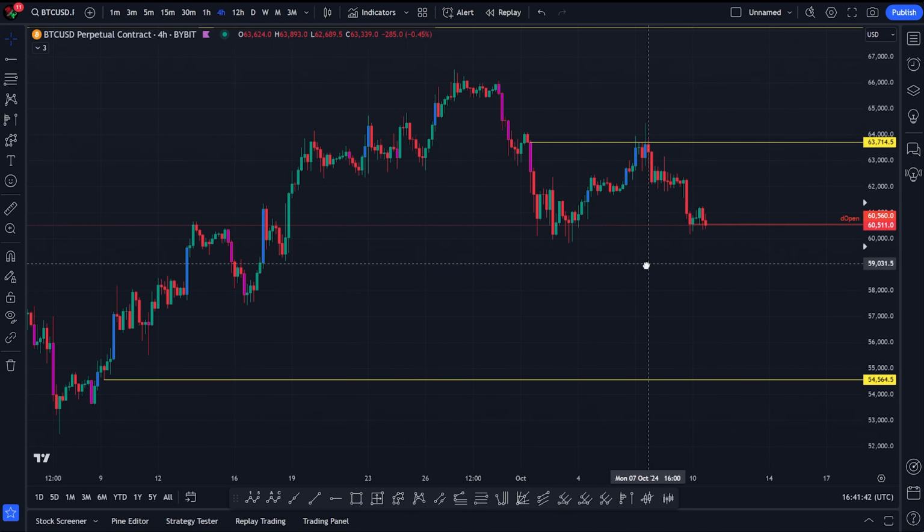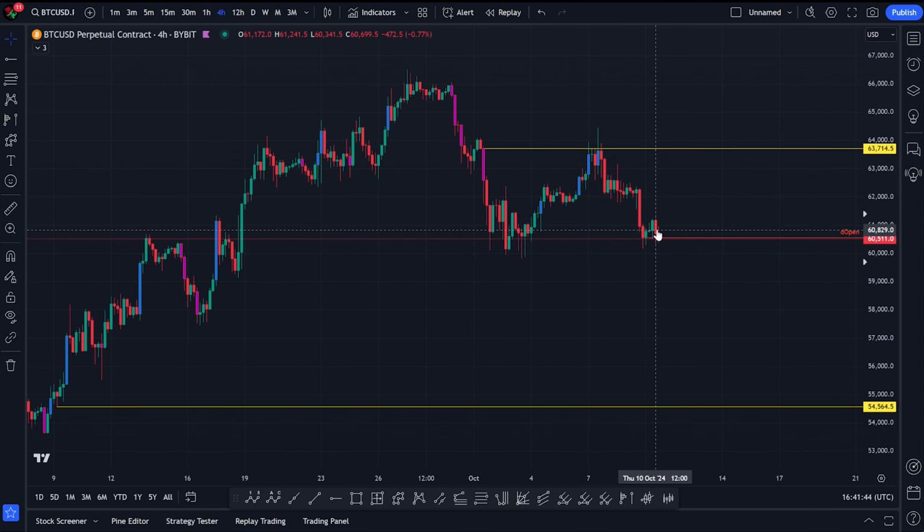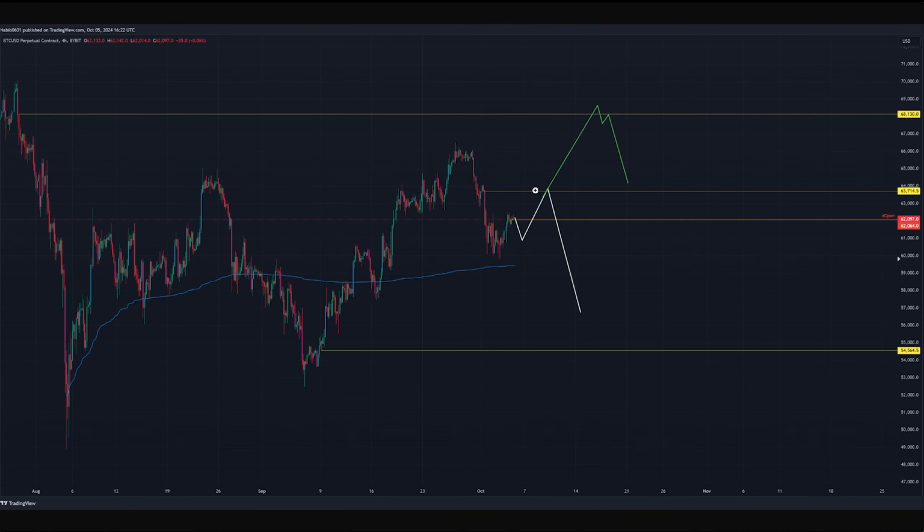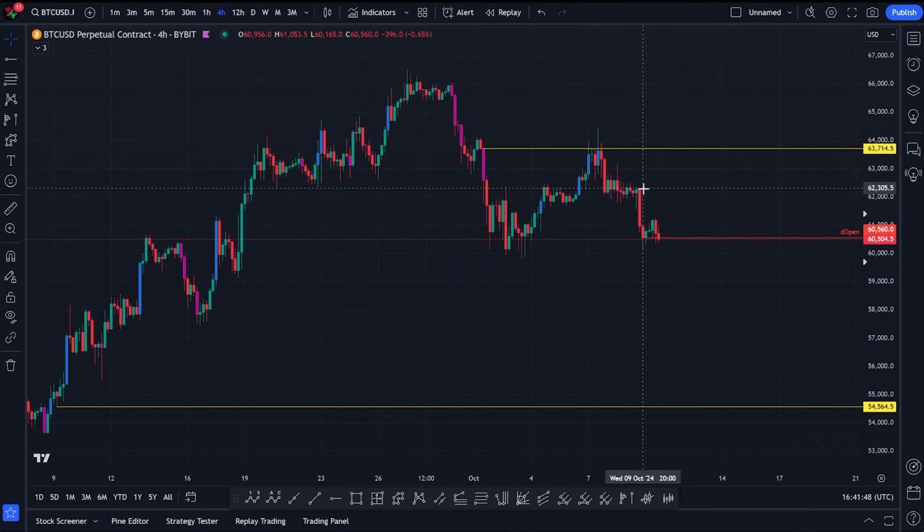So, with all of that said, what do I expect next? Do I still expect lower prices as outlined in this scenario, or should you now expect higher prices to come? And that's what I want to talk about in this update.